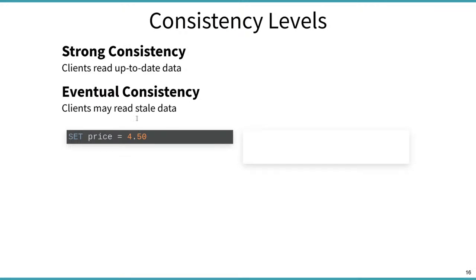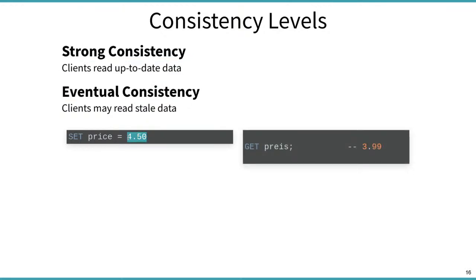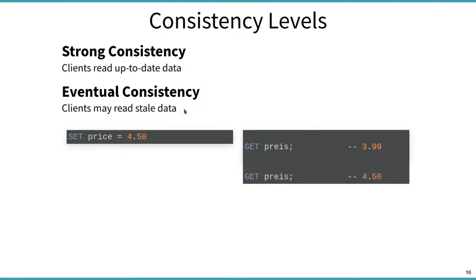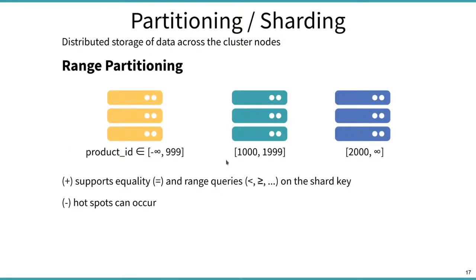Okay. That's what I already said. Strong consistency means clients always read data that is up to date, that always read the current data. And eventual consistency, that's the opposite. I update the price and it's not yet written to node 3. And when somebody asks a query to the node 3, it may happen that they see not the current price, but the old value. So that's eventual consistency. In the future, in some seconds or milliseconds or minutes, the system is consistent again. Then you see the current price. But for a short amount of time, it can happen that you see old dated values.